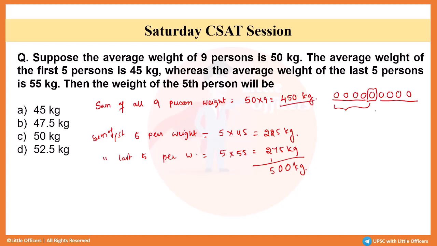450 होना चाहिए, बट फिफ्थ पर्सन का सिंस दो टाइम हमने यहाँ पर काउंट किया था, इस साइड से भी एक बार, इस साइड से भी एक बार, इसलिए कितना आ रहा है? 500 आ रहा है. सो जो एक्स्ट्रा आ रहा है दैट इज द वेट ऑफ द फिफ्थ पर्सन. सो व्हाट इज द वेट ऑफ द फिफ्थ पर्सन? 500 minus 450, that is 50 kilos. Simple. Same application of average. You just have to find the average and apply it accordingly. Use your general aptitude to find this value.